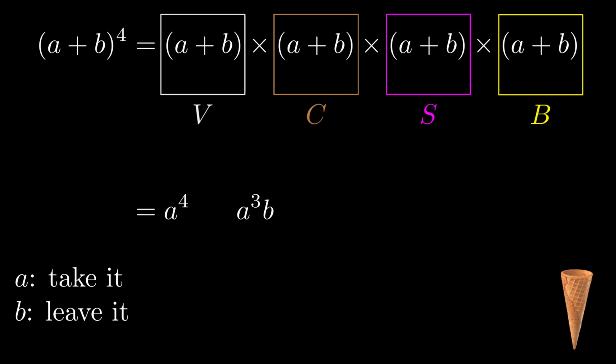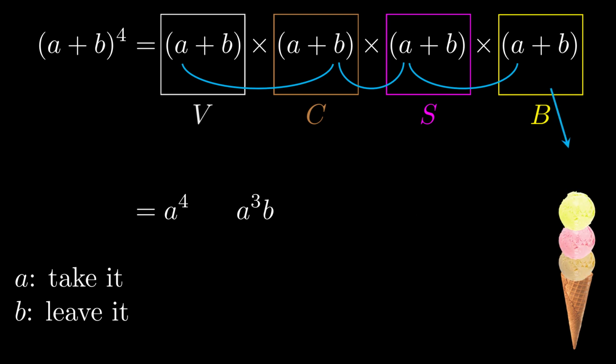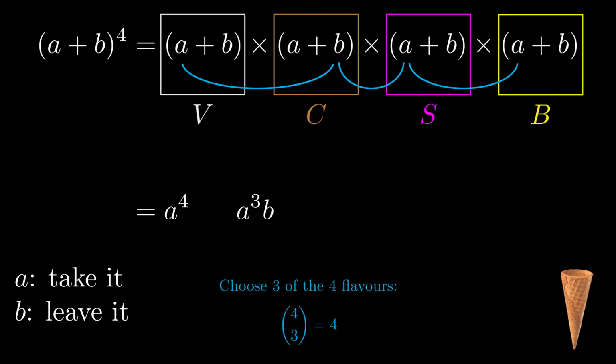We could have gone, say, there, where we take vanilla, we skip the chocolate, it's got the B, we take strawberry, it's got A, and we take banana, it's got A as well. And so the question really becomes, how many of these 3-scoop selections will we have? Because each 3-scoop selection corresponds to another copy of a cubed b. So how many of these 3-scoop selections will there be? Well, we're just choosing 3 of the 4 flavors. And we just learned how to do that. That's 4 choose 3. That equals 4.